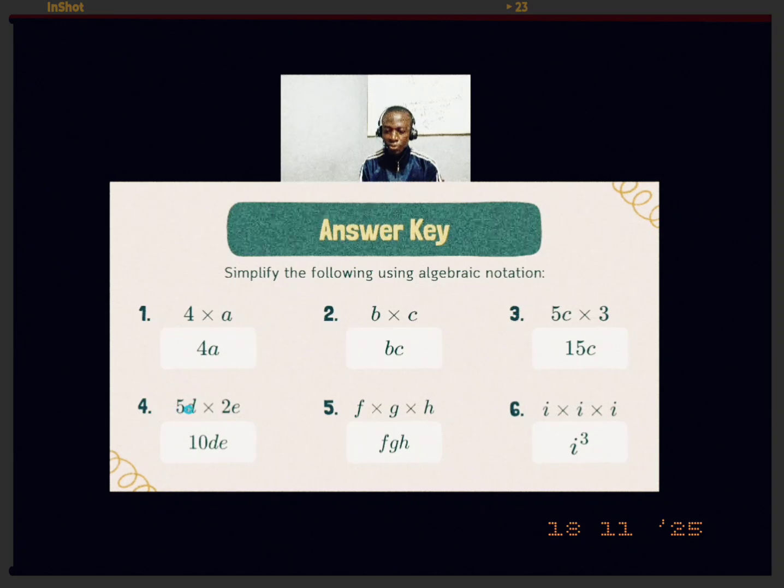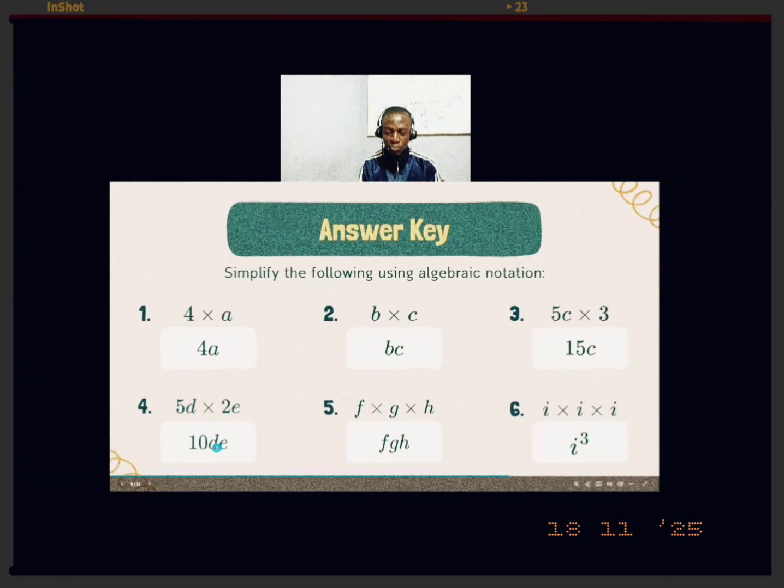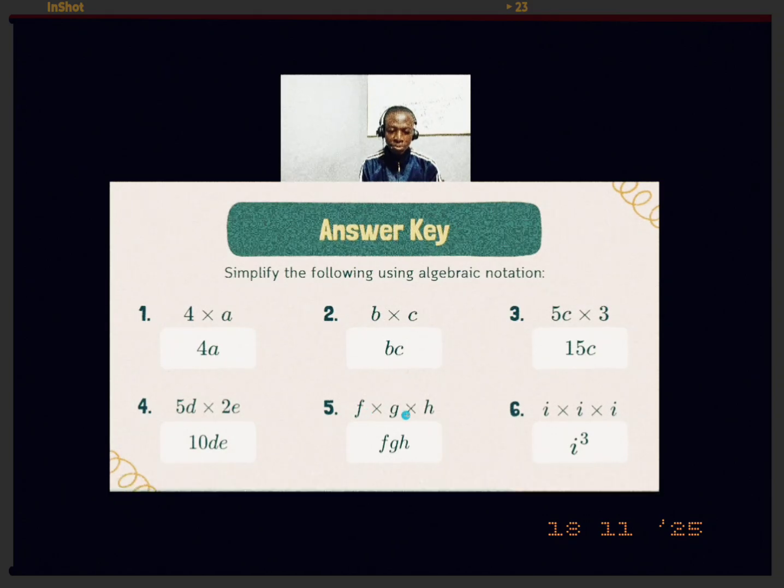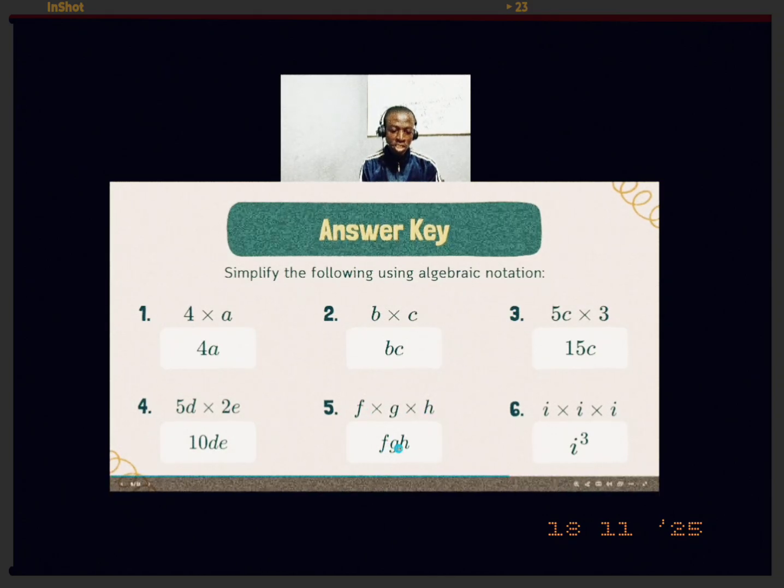Then in this case, we have 5d times 2e. Just like what I told you before, whenever you are multiplying terms that comprise two or more variables, what you do is to take the numbers to one side, you multiply the numbers and multiply the variables. So I multiplied 2 and 5. 2 times 5 will give us 10, and d times e is going to give us de. Now in this case, f times g times h will give us fgh. Then i times i times i will give us i raised to the power of 3.